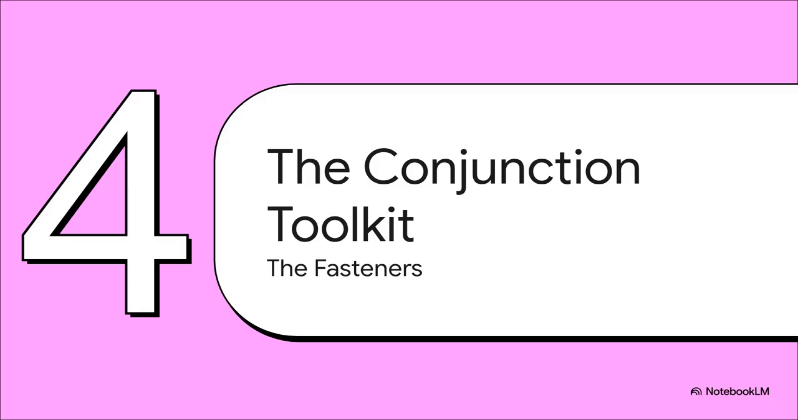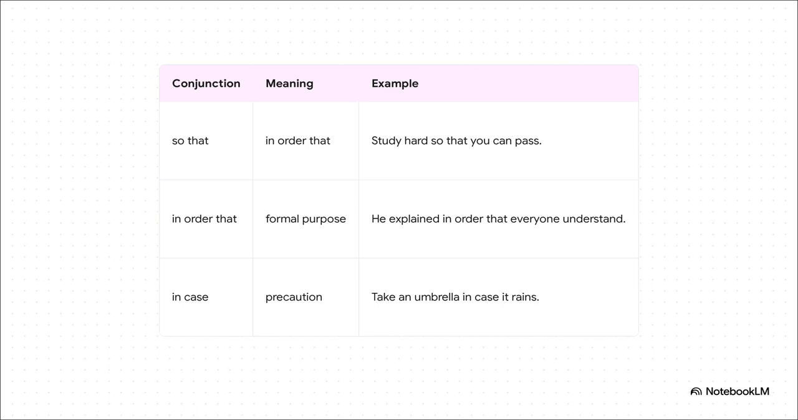So how do we attach these pieces? Section 4, the conjunction toolkit. These are the fasteners holding it all together. Let's open up that toolkit and look at how conjunctions range in both formality and function. So that is going to be your everyday, incredibly versatile fastener. Study hard so that you can pass. Then we have in order that, which is a much more formal tool. He explained everything in order that everyone might understand.